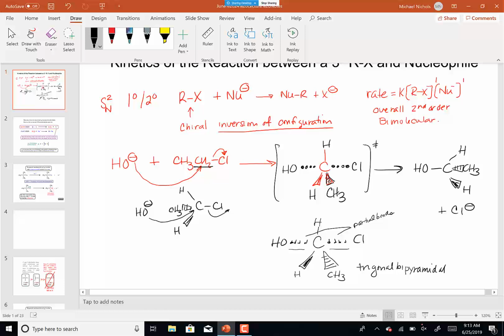So I'm averaging the bonds just like I did for the resonance hybrid. And now I have to average the charges. So the O in the OH goes from -1 to 0. So in the transition state, the oxygen is partially negative. And then on the other side, the chlorine is going from 0 to being -1, so its charge is delta minus.